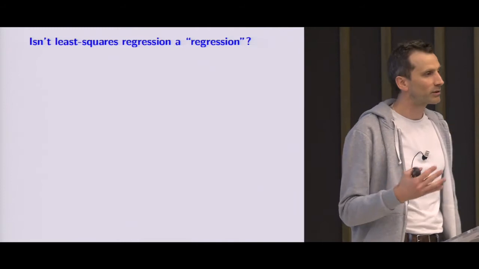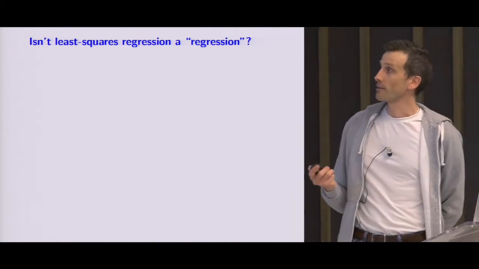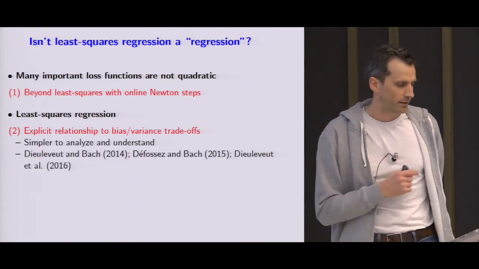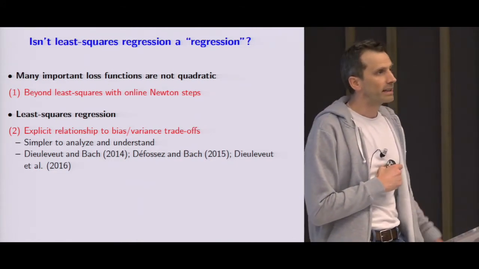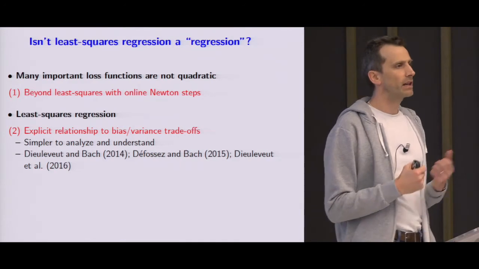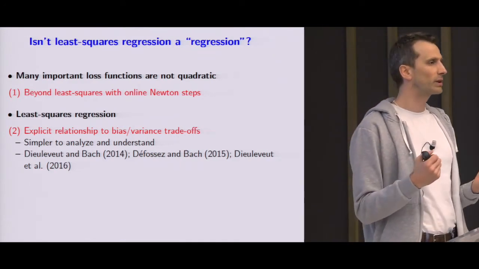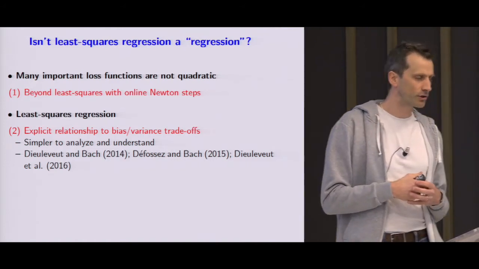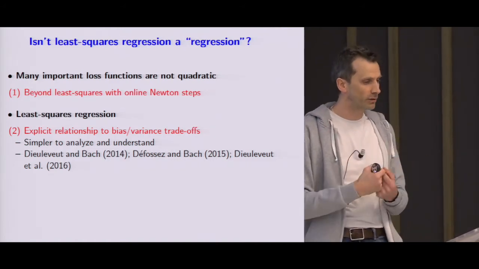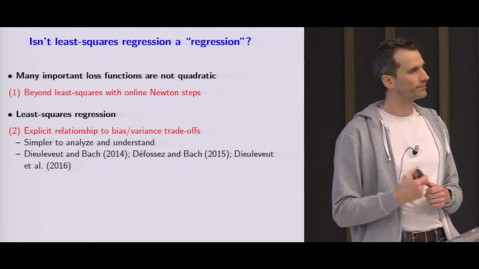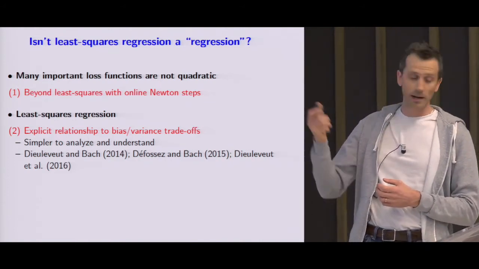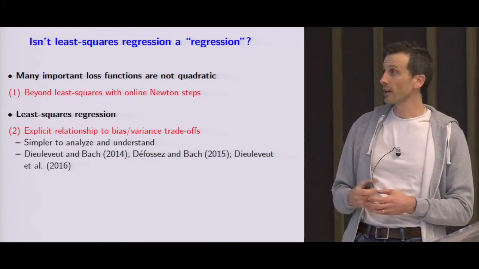So you may think, okay, so why care about least squares? For two reasons. The first reason, and I will present why in a moment, is that if you can do least squares, you can do any smooth loss function, because you can use Newton-type algorithms that will approximate locally your functions as being quadratic. So if you can do least squares, you can do Newton. This is what I will do later, so I will have access to all smooth losses.